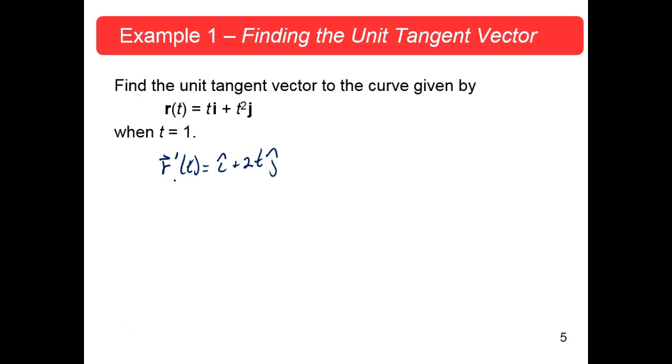I'm trying to think if there's any special order that you need to do with this. Yeah, I think you've got to do your magnitude of r prime next. Magnitude of r prime of t. Don't plug in the 1 yet, okay? And this is going to be the square root of 1 plus 4t squared. All right.